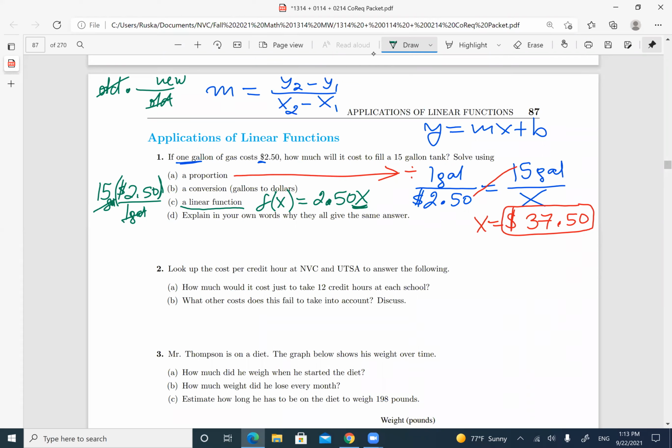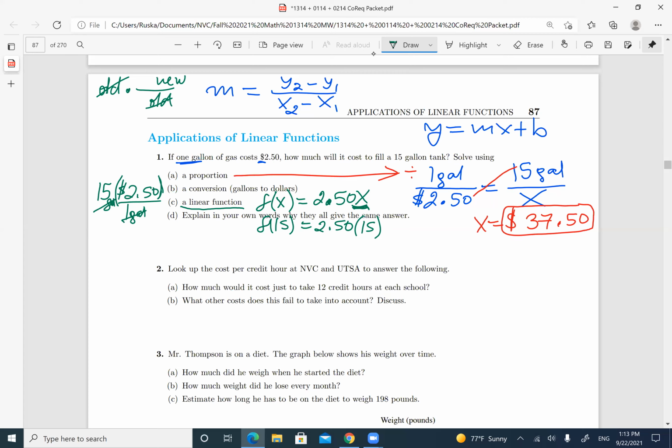So when you multiply 250 times X, it's going to give you how much it's going to cost you, right? In this case, when you plug in 15, so it's going to be F of 15, 250 times 15 is going to give you the same answer, right? So this is the functional notation using the linear equation. Okay, makes sense? Any questions on this one?